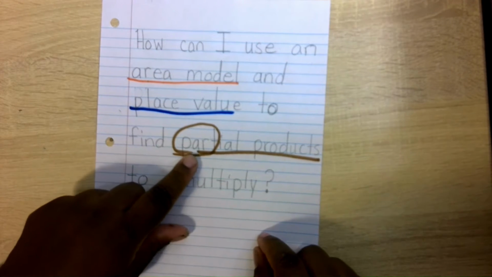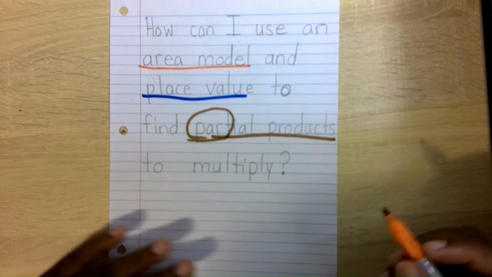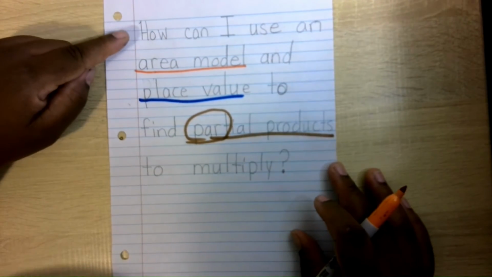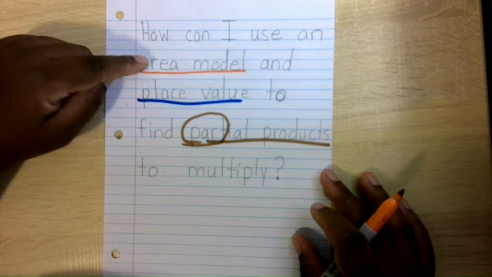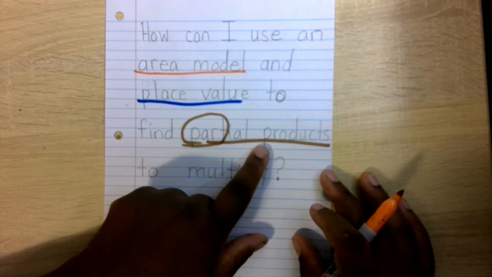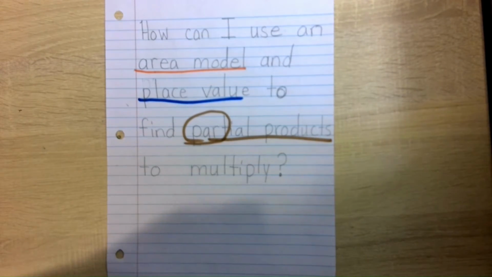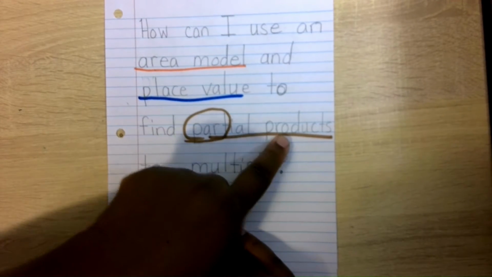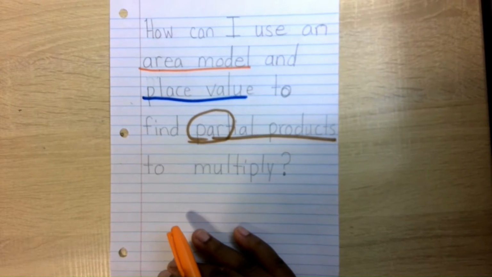Well, I know that partial has the little word part in it, and so part just means by parts. I know that a product is the answer to a multiplication problem. So this question is asking, how can I use an area model and place value to find the parts of a product to multiply? Well, what is an area model? I know what partial product means, and I'm pretty used to place value by now.